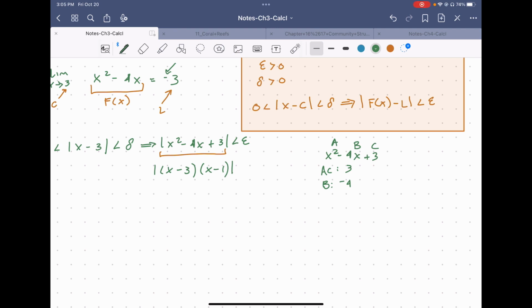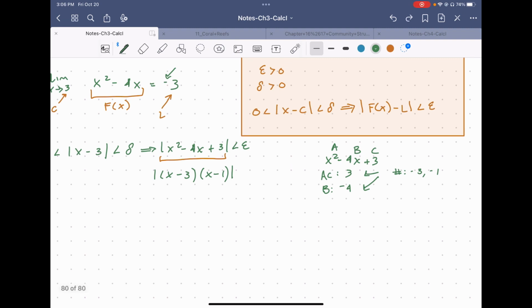Whatever values you multiply has to add up to equal this value. So what can I multiply times each other so that when I add them up, they'll equal negative 4? Those values are negative 3 and negative 1. Negative 1 times negative 3 is 3, which gives us our AC, and negative 3 plus negative 1 is negative 4. That is how we got that, and we plug that in on this side. And we're just going to rewrite the less than epsilon.